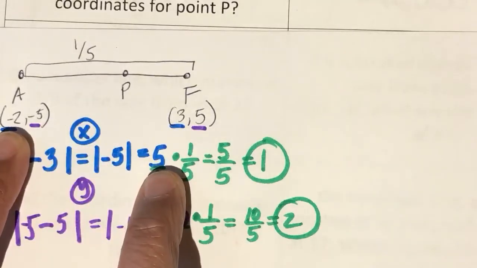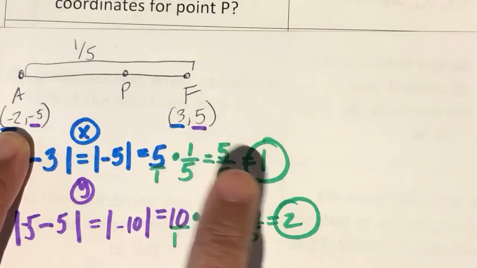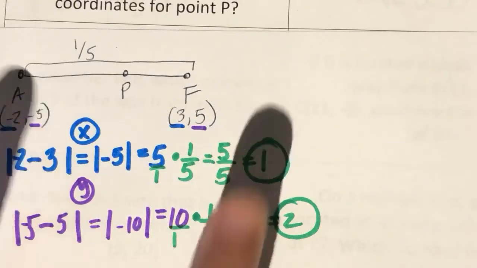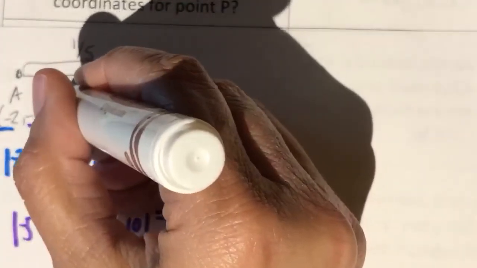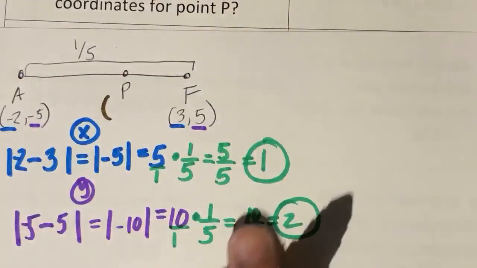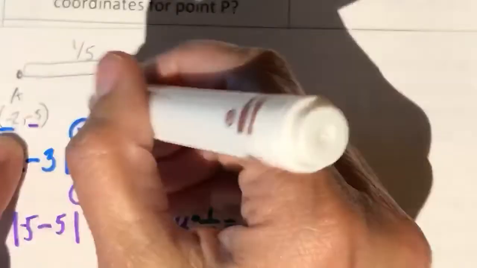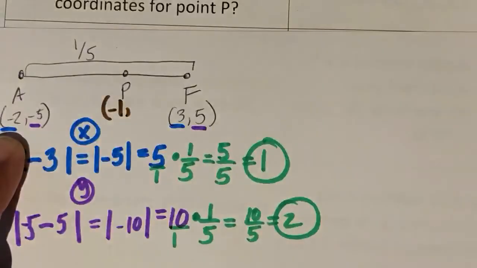So what I'm doing now is I'm not going to go from -2 to 3, 5 full units. I don't want to go 5 full units. I only want to go 1/5 of that. What is 1/5 of 5 units? 1 unit. So, point P: what's -2 plus 1? If I only move 1 instead of 5, where do I end up? -1.